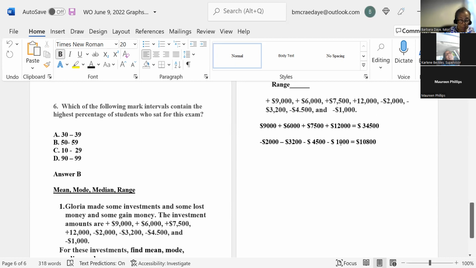And this is a negative. And the first one is a positive. So let's put the negative here, so you know this is a negative. Then what do we do with those two numbers, Maureen? We subtract them. Yeah, you subtract them. So let's just put what you got here. The 34,500. Let's put the minus 10,800 underneath here.